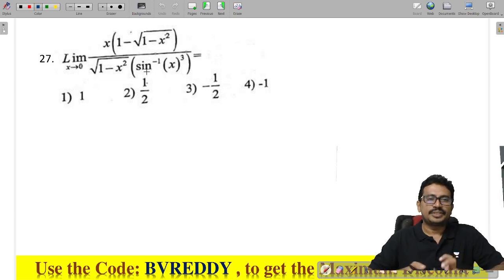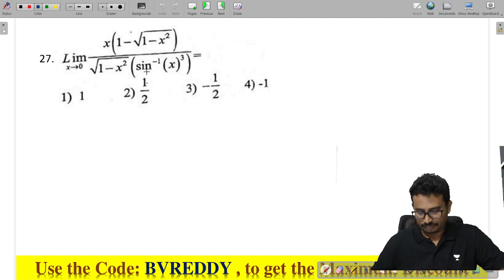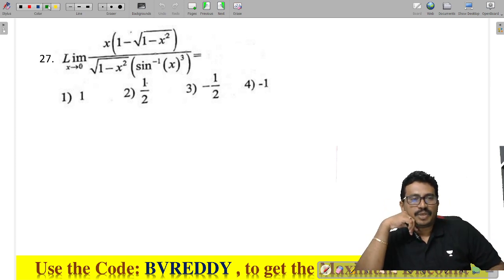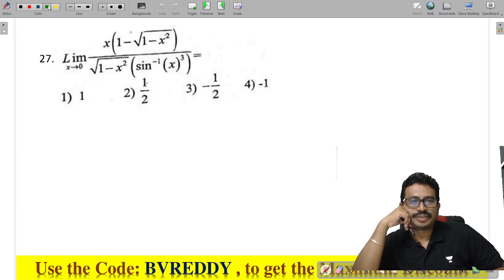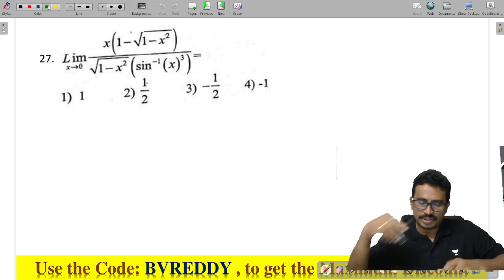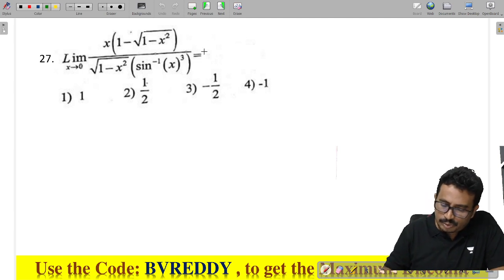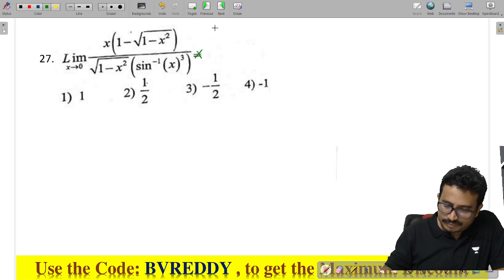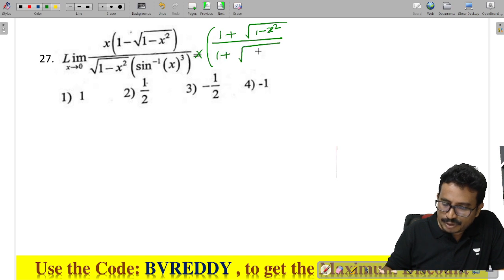And take this one here. Now here, limit x tends to 0, x into. So this type of problem, generally what we can do here, we'll try to do the rationalization. So I am doing the rationalization of the numerator. So this is 1 plus 1 minus x squared by 1 plus square root of 1 minus x squared.